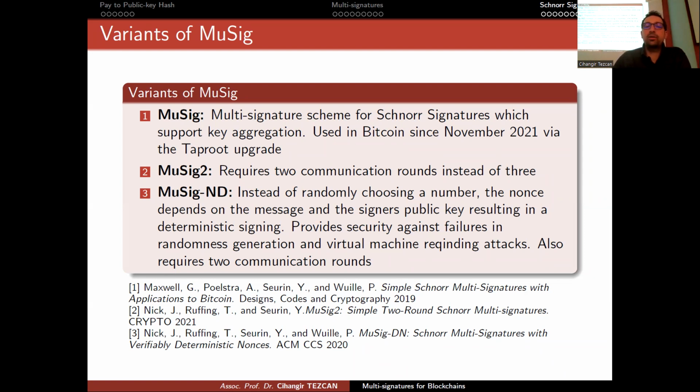So to avoid this kind of problem, they suggested, instead of randomly choosing it, let's make it dependent on the message and the public key so that it will be deterministic. So we take the burden of random number generation from the users. So these are very recent topics, as you can see, published in 2019, 20, and 21. So if you're interested, you can look at these papers. But in Bitcoin, we are using MuSig, not the newer versions that were published later than this Taproot upgrade.